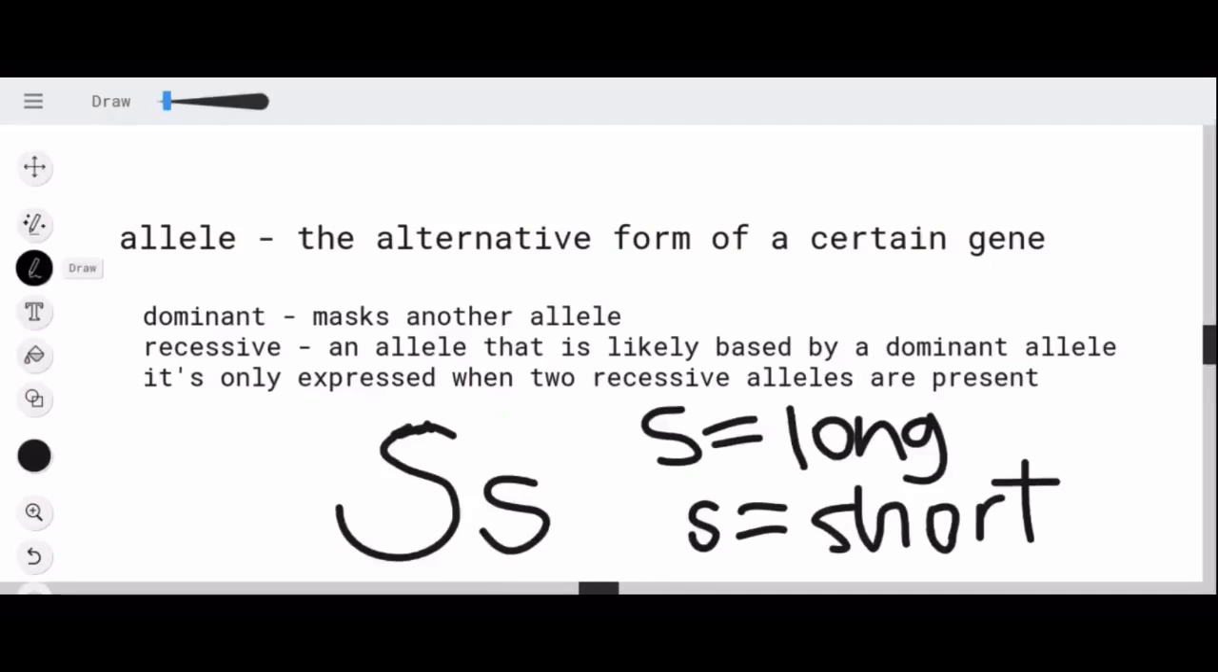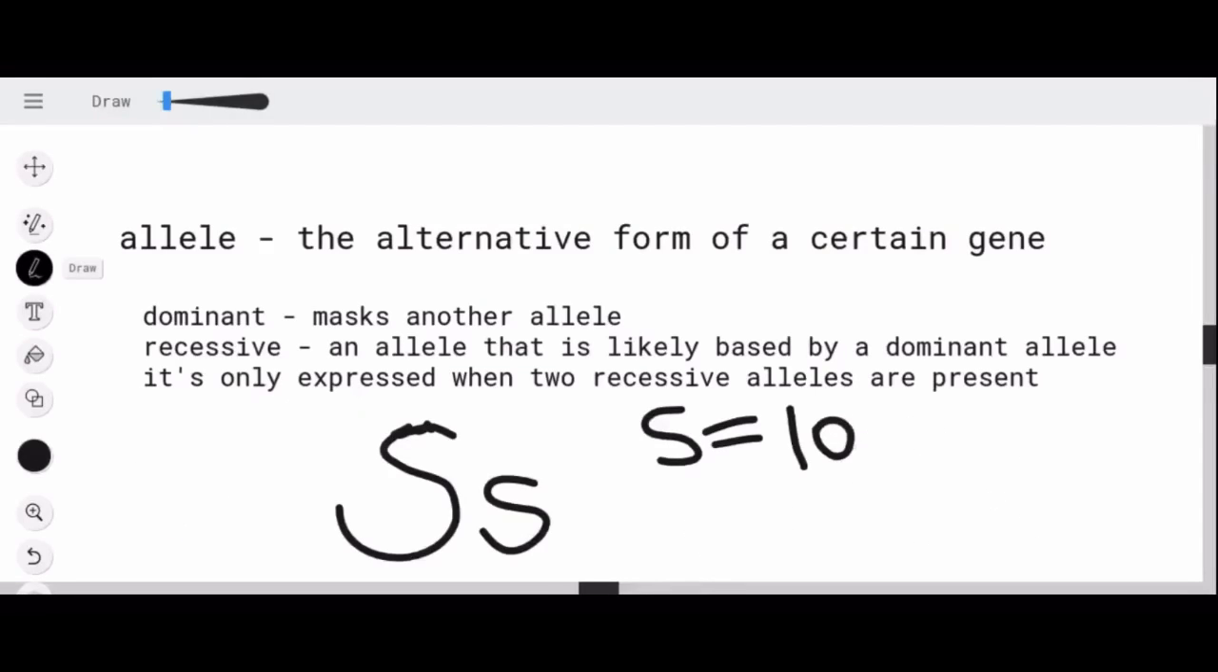But if we change that, if we had an organism with this genotype, notice I chose genotype because that's what the alleles are. Ss, lowercase s. The dominant allele isn't there to mask the recessive allele, which would mean the animal would have short fur. And so we have all that.